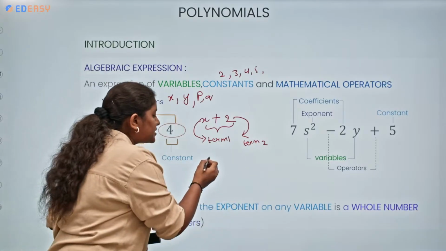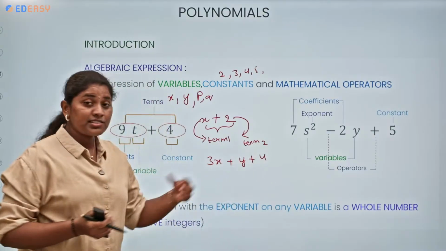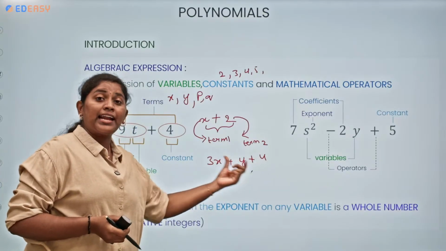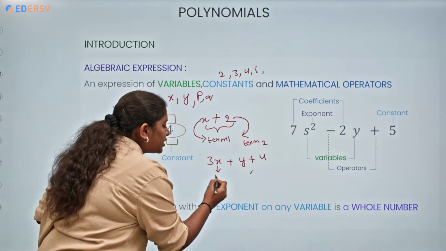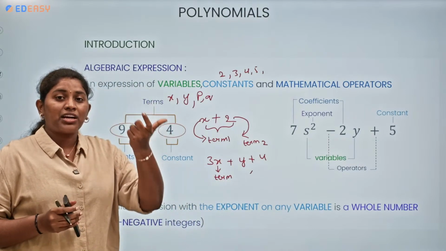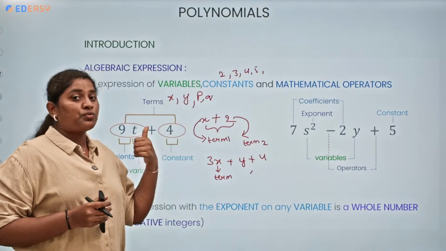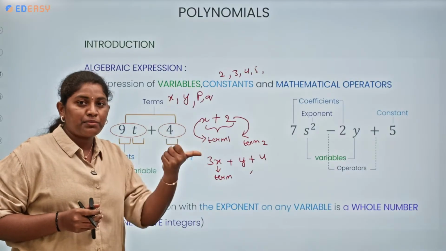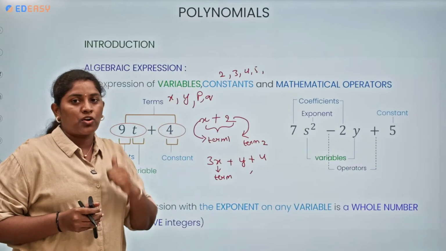Now let's take another example, 3x plus y plus 4. This is also an algebraic expression because it has constants and variables and mathematical operators between them. Now 3x is also a term, because a constant multiplied by a variable is also a term. So finally we can say that a term can be a variable or a constant or a combination of both variable and constant.